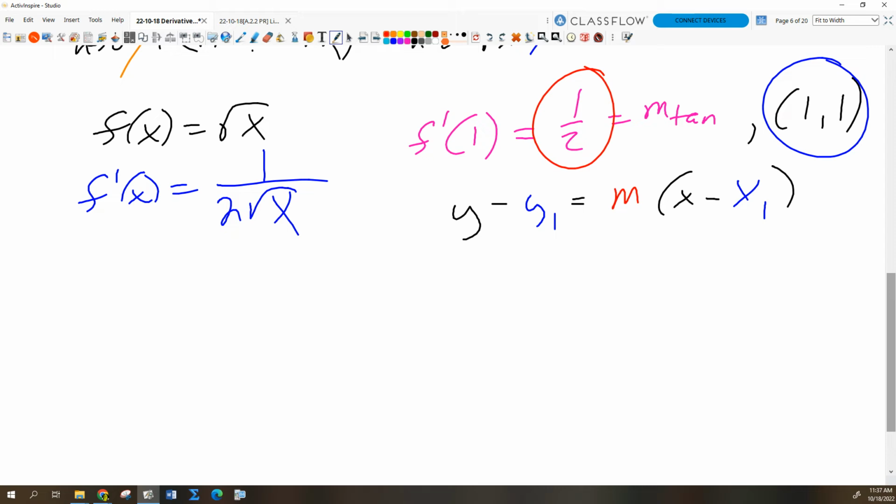That's fine. So we get y minus 1 equals 1/2 times the quantity x minus 1. On the assignments, you got to simplify that, but big deal. You just distribute the slope and add 1 to both sides, and you put it into slope-intercept form.